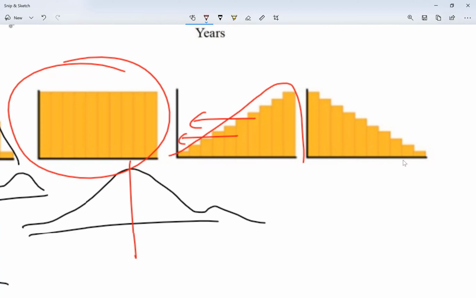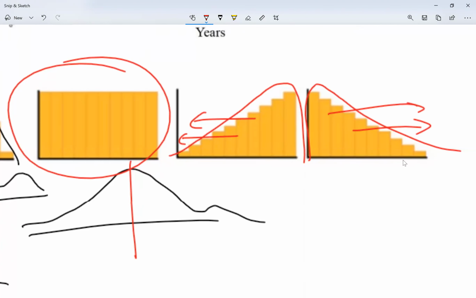My last graph has a peak and it has a big tail on the right side. So what is that data on the right side trying to do? Trying to pull my peak to the right side. They're too small, so they're not able to bring the peak to the right side. But this one, I'm going to call right skewed.